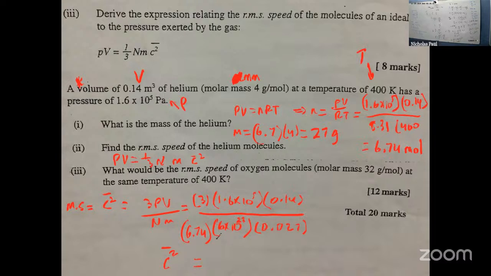Which one? Capital N? No, remember capital N is number of particles. So you form the number of particles by multiplying moles by the Avogadro constant. Because with the mass in kilograms, small n is number of moles, capital N is number of particles.